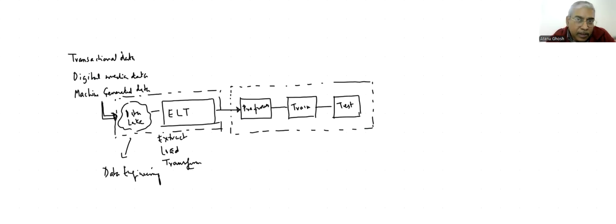So that is a different process. We are not talking of that process here. We are talking about, the acronym is a little similar, but the process is very different. It's called the ELT process, extract, load, and transform. So this is the part of the data engineering.